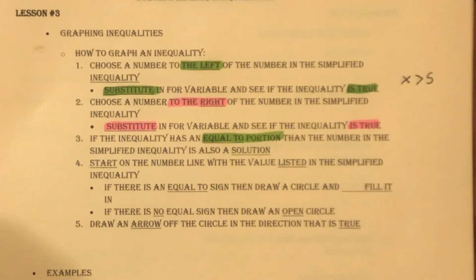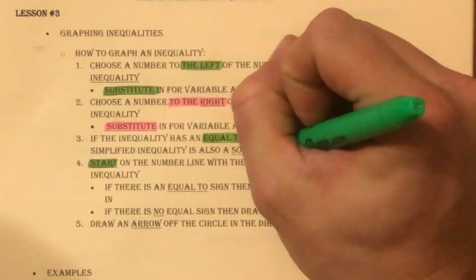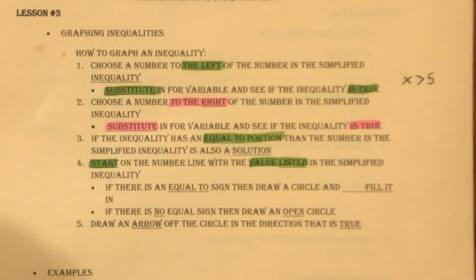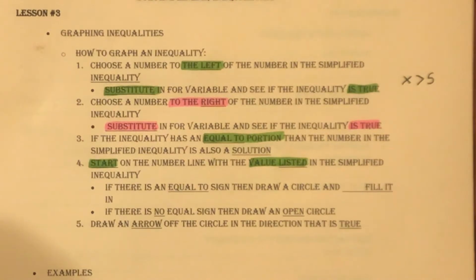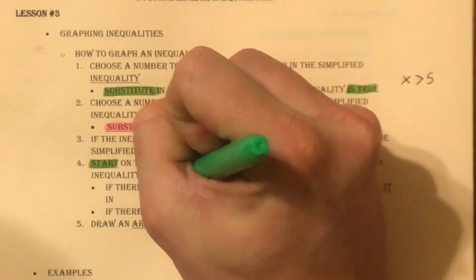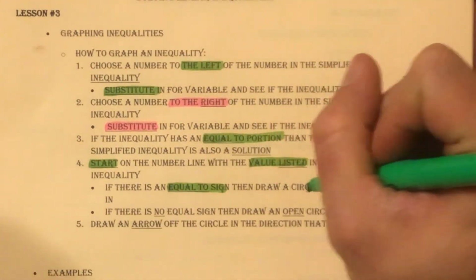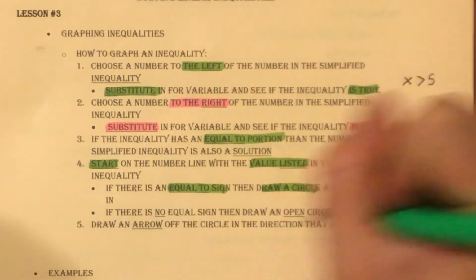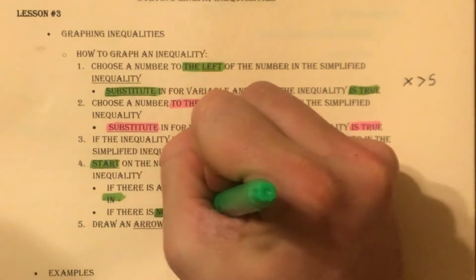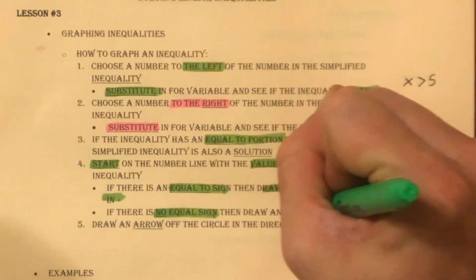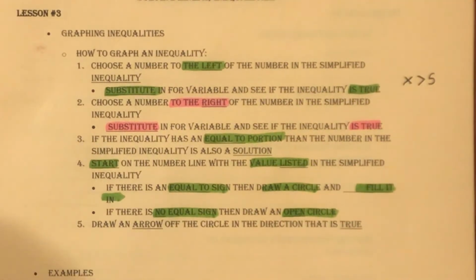So on step 4, that's what you're actually going to do. We're going to start on the number line with the value that's listed. So start with the value listed, and we're going to draw a circle. So we would draw a circle at 5. If there is an equals-to sign, if there's any portion of an equals-to sign, that means draw a circle and fill that thing in. We're going to color it in. If there is no equals sign, then it is an open circle. So we do not color in the circle.